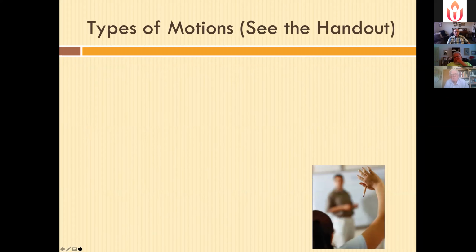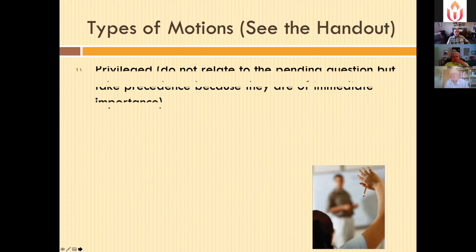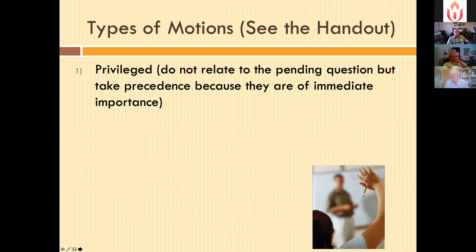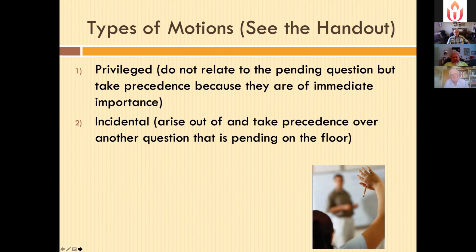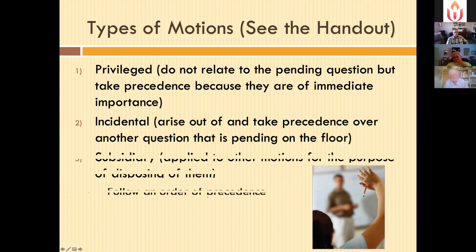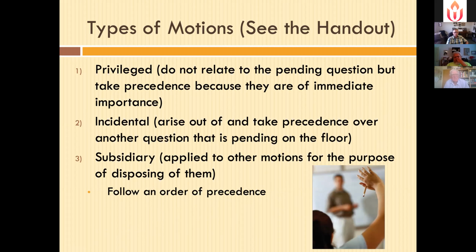We're going to learn different types of motions here, but I'll just cover there's the privileged, which take precedence over everything. Like adjourning a meeting is always in order. Almost always, there's only one motion above it, setting the time and place for reconstituting the meeting. Those are called privileged motions. Then there's incidental. They arise out of, and take precedence over, other questions that are pending on the floor. And subsidiary motions apply to the main motion. They follow an order of precedence.